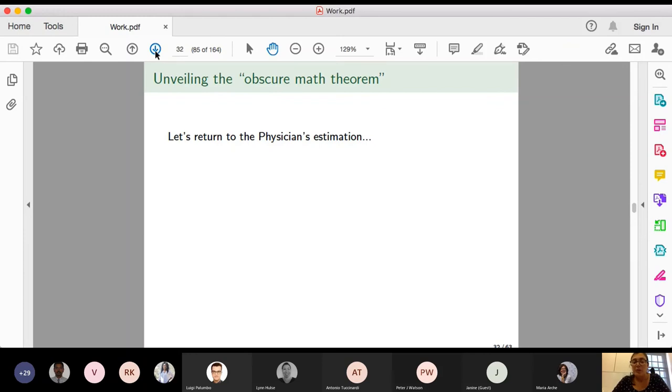So the Bayes theorem, when I mention it, you say, oh no, because people tend to hate it. And in fact, you may have read in the Guardian newspaper a couple of weeks ago, talking about the Bayes theorem, the obscure math theorem that is dominating all the decisions regarding COVID. So now I want to unveil the obscure math theorem and present this problem in a different way, which hopefully will help you to understand this. So let's go back to the example of the doctor and the diagnosis of breast cancer. But now, instead of talking about probabilities, I will talk about numbers, because people are more used to numbers than to probabilities. So let's say that 10 out of 1,000 women in their 40s have breast cancer.